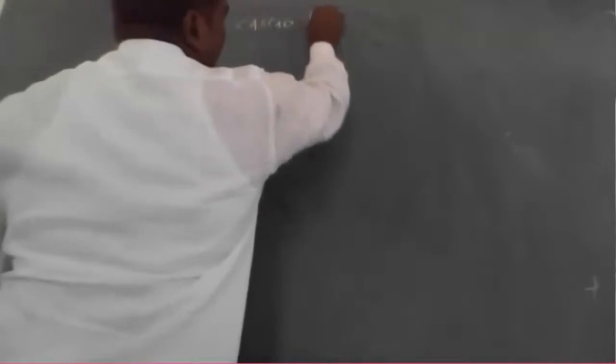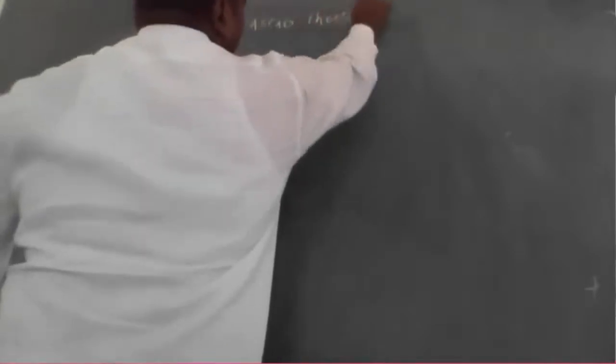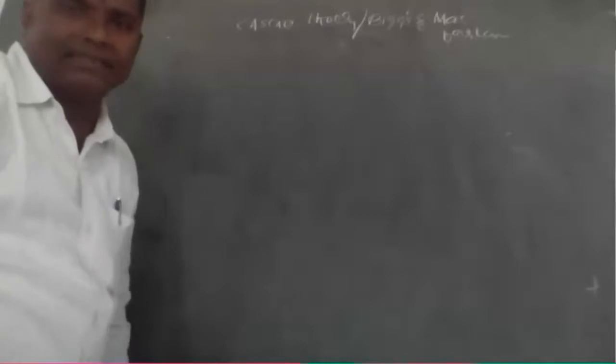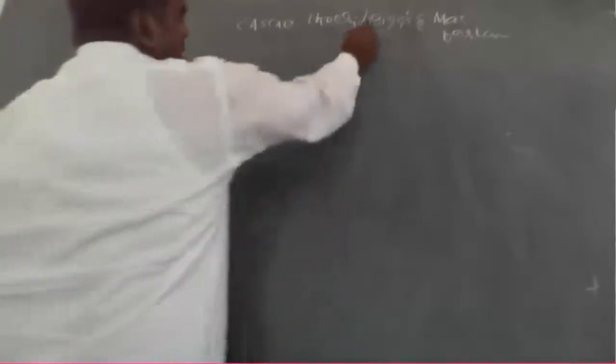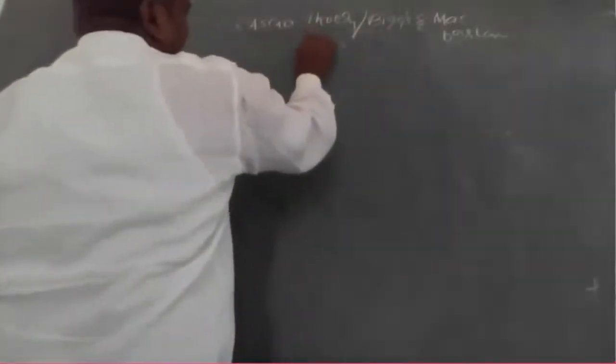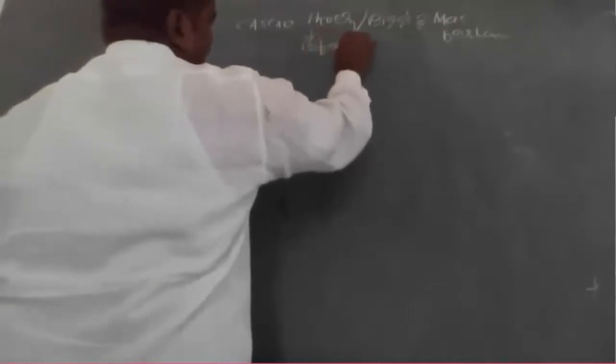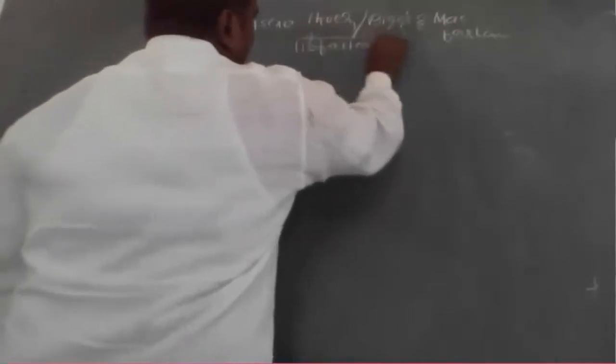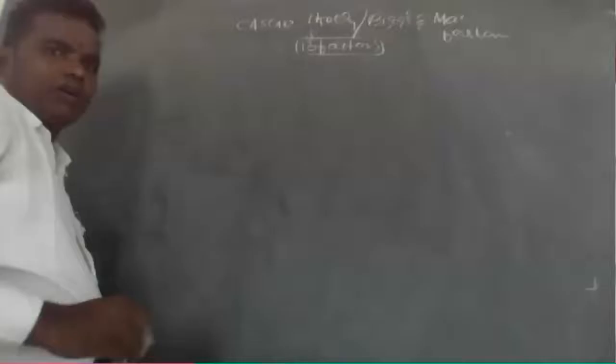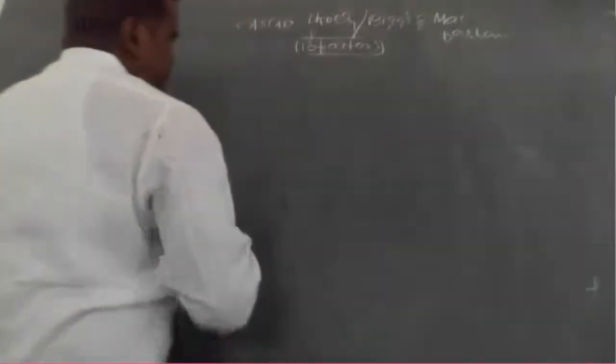Cascade theory. Cascade theory, that is Biggs and McFarlane scientist. How many factors are involved? 13 factors are involved for that. What are those 13 factors?